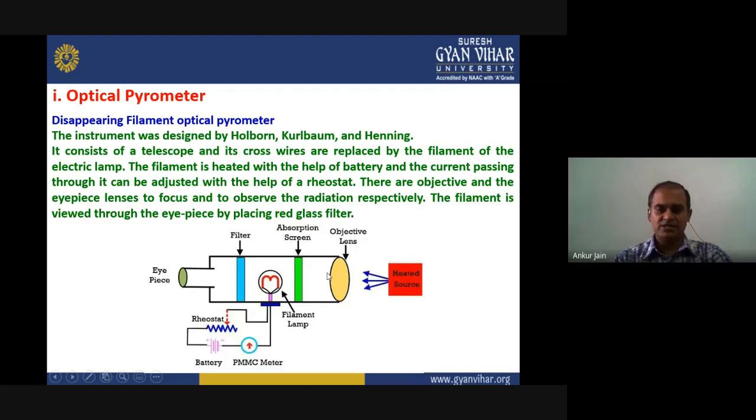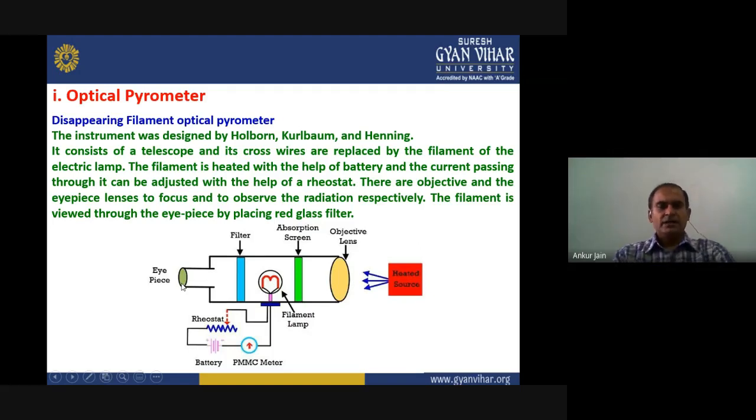The radiation passes through here and we can observe it from the eyepiece. One more thing we use here is a red glass filter, so that we can see the filament glowing clearly through the eyepiece. So we use the filter between the filament and the eyepiece.